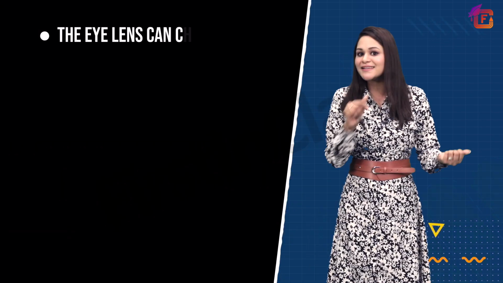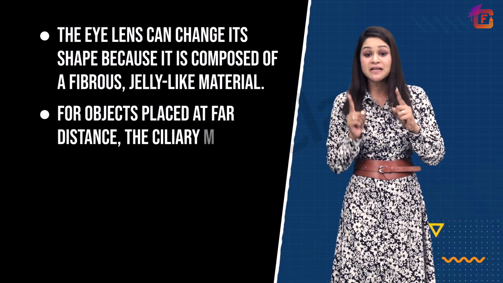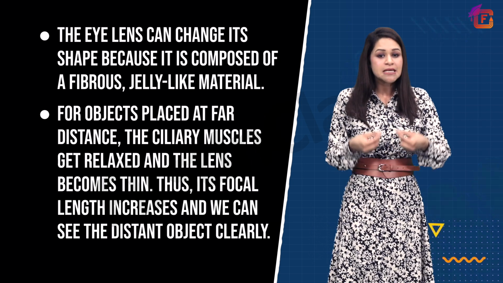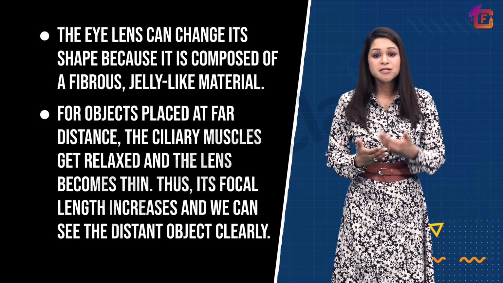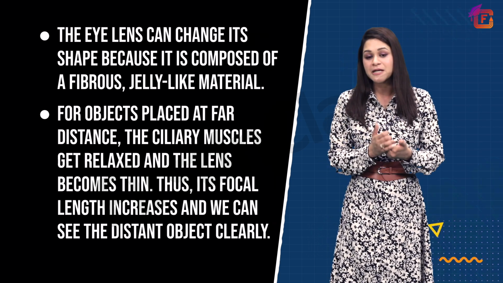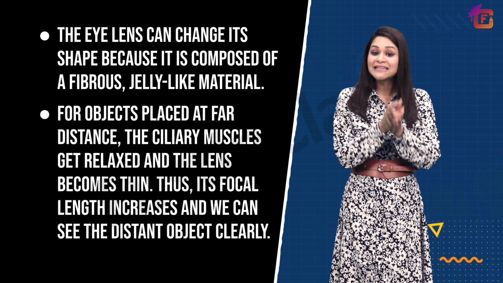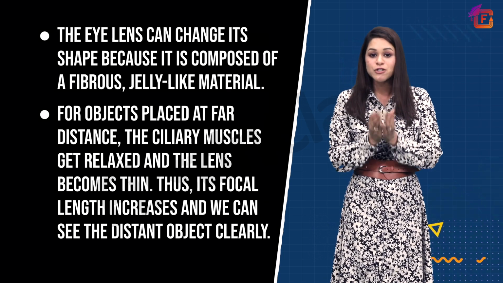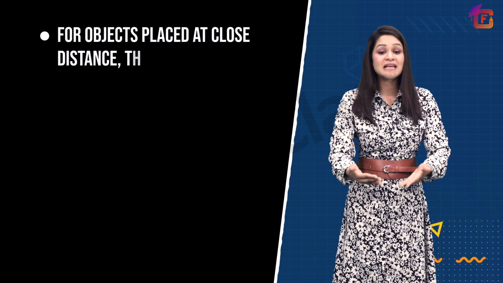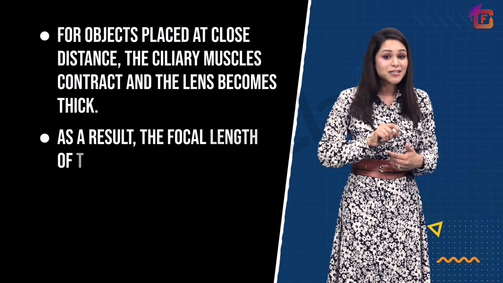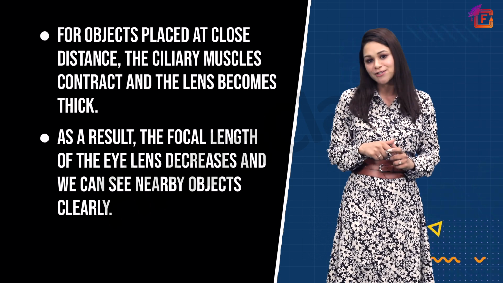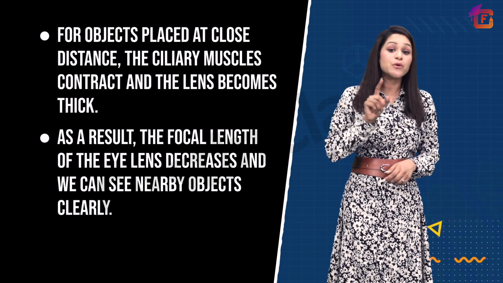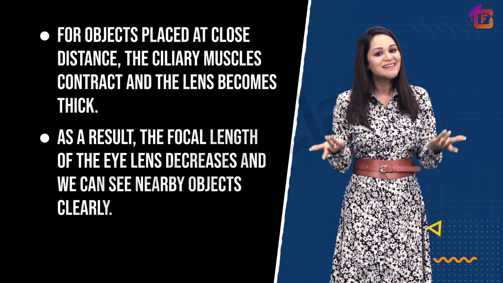So, what have we learned today? The eye lens can change its shape because it is composed of a fibrous jelly-like material. For objects placed at a far distance, the ciliary muscle gets relaxed and the lens becomes thin. Thus, its focal length increases and we can see distant objects clearly. For objects placed at a close distance, the ciliary muscle contracts and the lens becomes thick. As a result, the focal length of the eye lens decreases and we can see nearby objects again clearly.